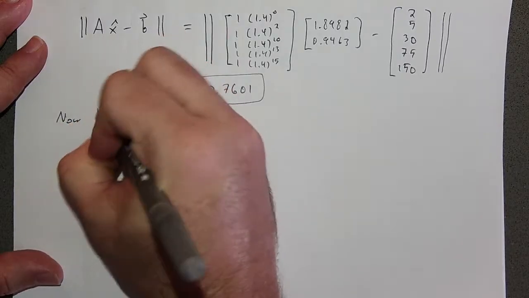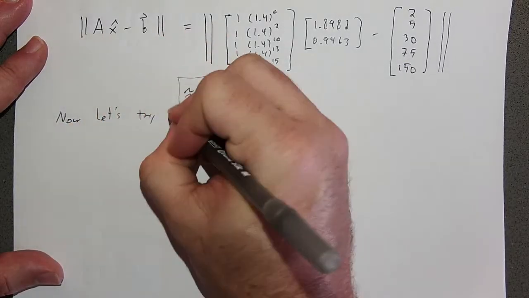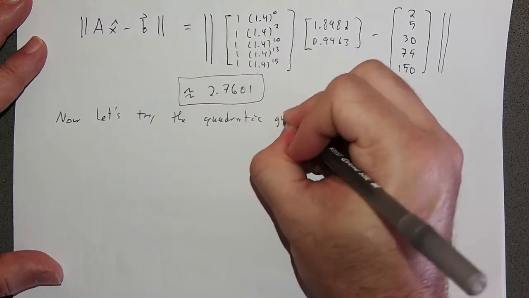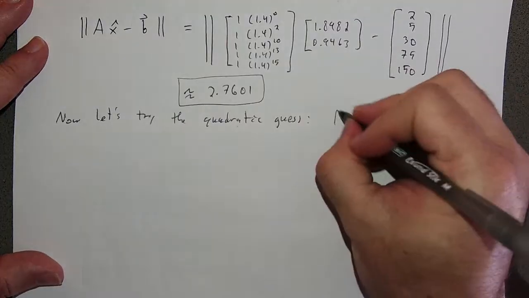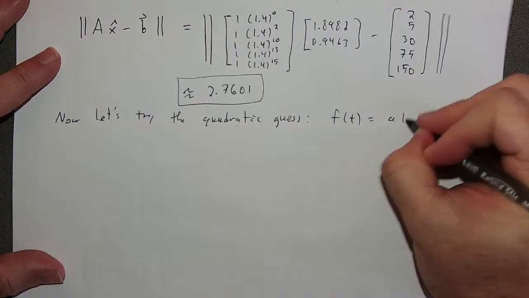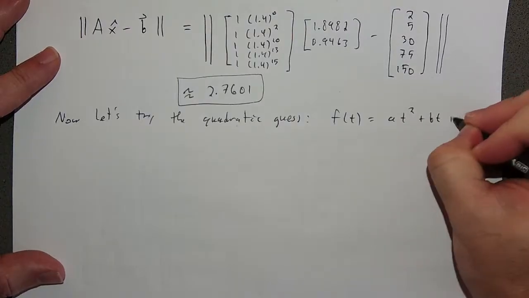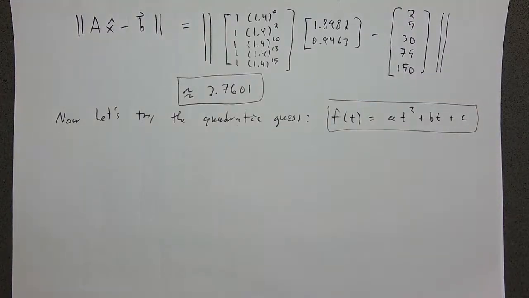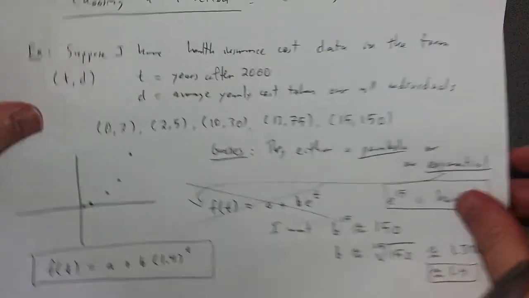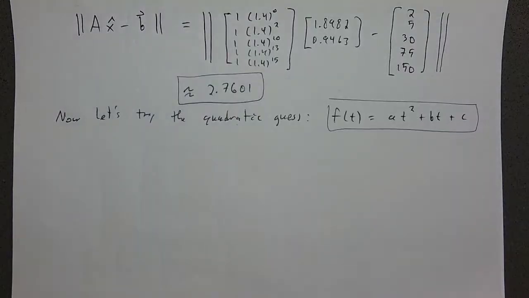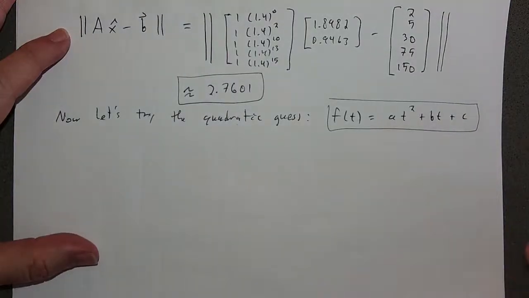So now, let's try the quadratic guess. In this case, I'm guessing that my function looks like this: a t squared plus b t plus c. If that is the case, mimicking the same thing, again, just to remind you what the points are, here are the points in our example. Okay, what does this look like?